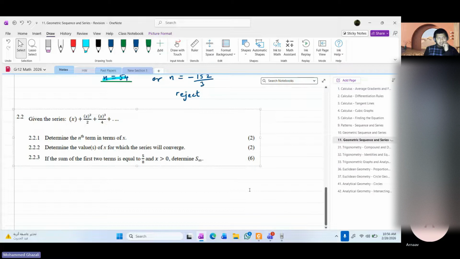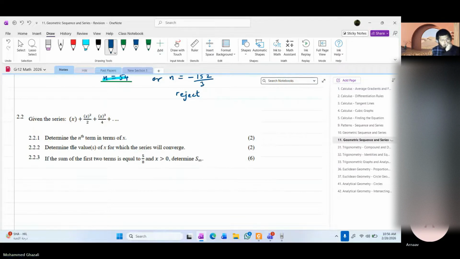How do we go about finding the nth term? You say Tn equals a times r to the power n minus 1. Right, so your value of a is x, the first term. Your common ratio is x over 2, to the power n minus 1, right? Determine the nth term in terms of x. So it is in terms of x.